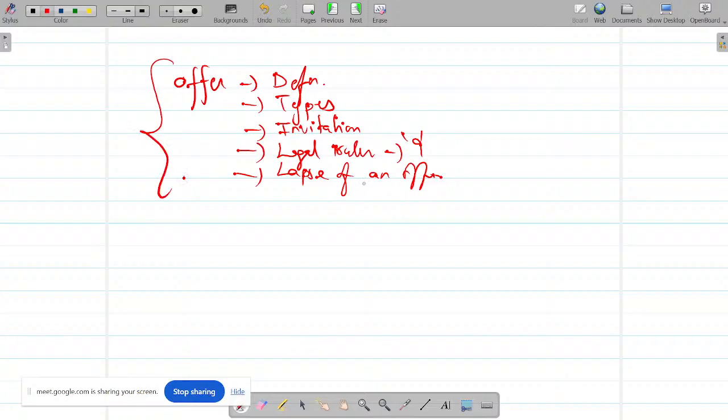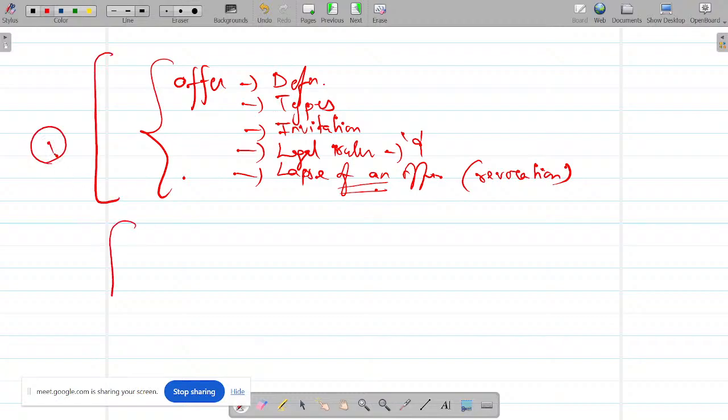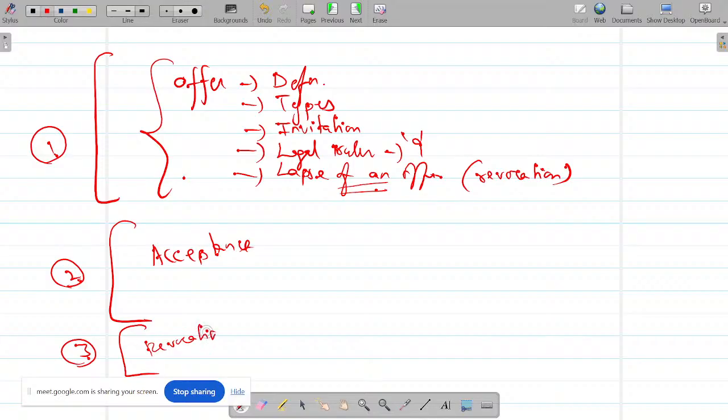Along with this, when we were discussing lapse of an offer, we were discussing something related to revocation also. Actually, this heading will be covering this as one part. Second part, we'll be dealing with acceptance in detail. And third part, we are going to deal with revocation in detail. Revocation will be dealt with for offer and for acceptance also. But for offer, I have already dealt with it. But even when I go for acceptance, I discuss it.